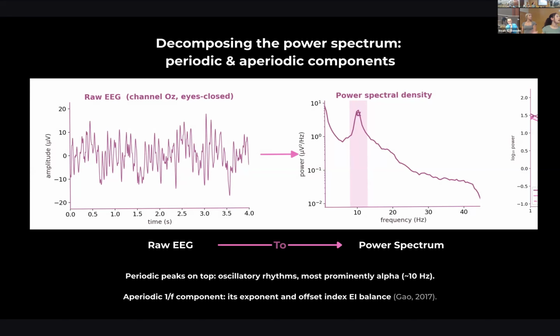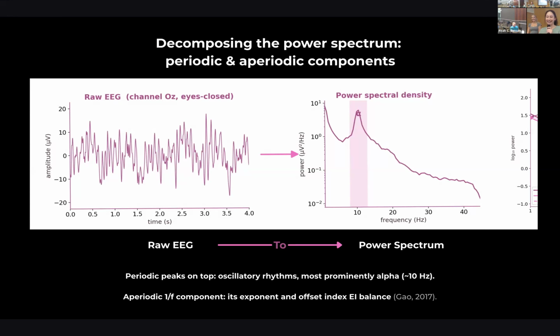In the graph you can see on your right, and that essentially gets our signal into a different domain where we have frequency along our x-axis and power along the y-axis. And so periodic peaks are going to sit on top of this spectra. So you can see we've highlighted the alpha oscillation.